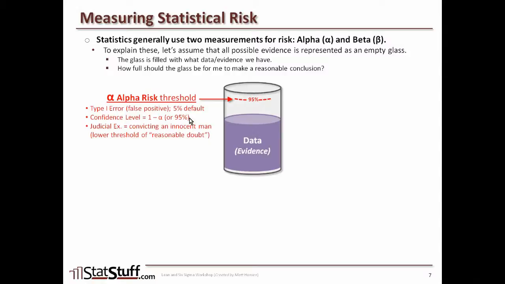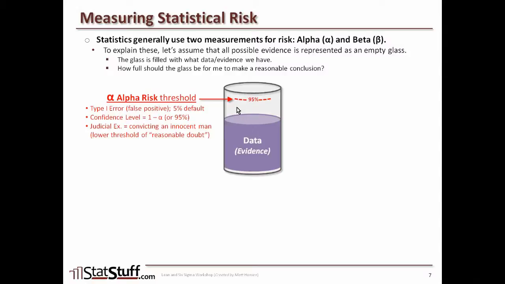So in this way, if we're going to use our judicial example again, it's like the risk representing where we're going to convict an innocent person. And we don't want to do that. We don't want to convict an innocent person. We want to reduce that risk as much as possible. So if we were going to apply that type of risk, that's the risk that we could actually be convicting an innocent person. So in this case, this dotted line might represent our lower threshold of reasonable doubt.